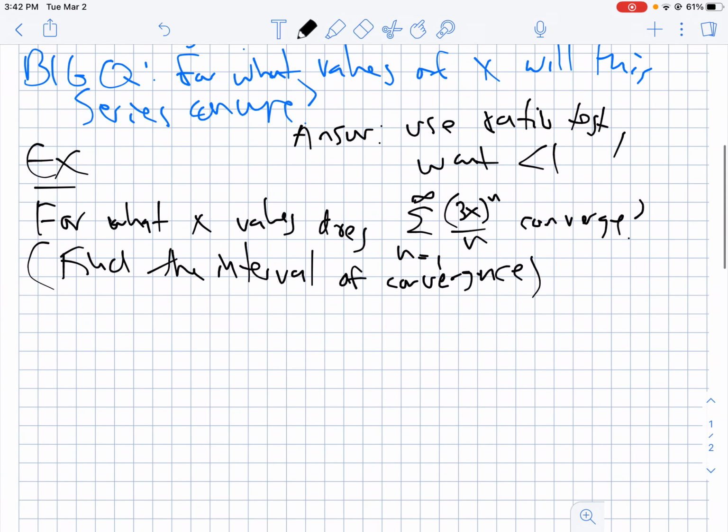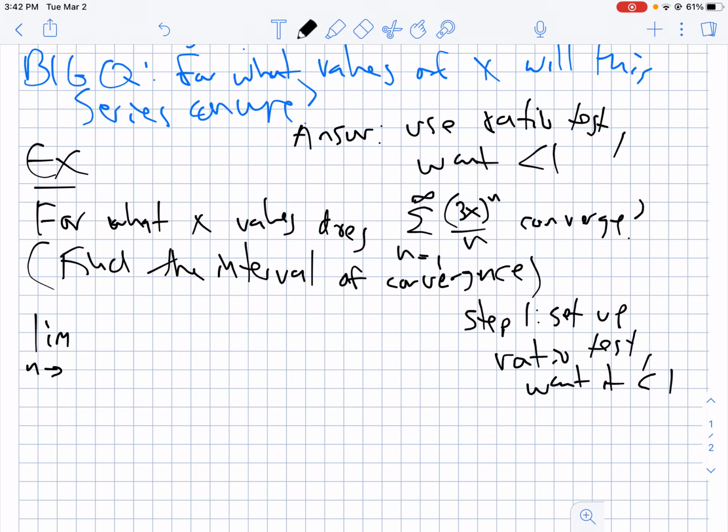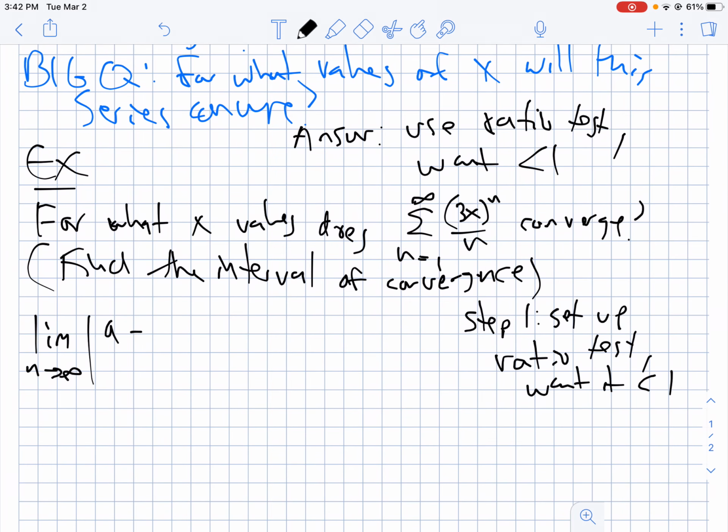Okay, now, the basic first step on this is, like I said, we're going to set up the ratio test, and we want it to be less than 1. Okay, so I'm going to set that ratio test up. So I'm going to set the limit as n goes to infinity of a sub n plus 1, divided by a sub n, and we want that limit to be less than 1. So we're taking the limit n goes to infinity. You guys are good at the ratio test, so I'll just flip the fraction already.